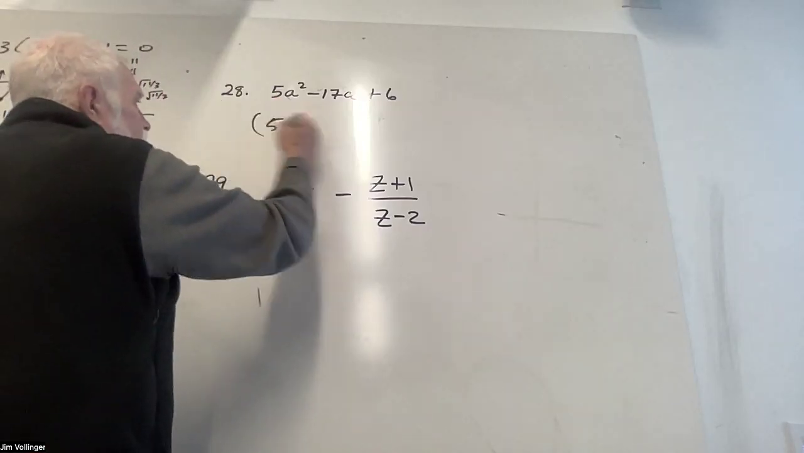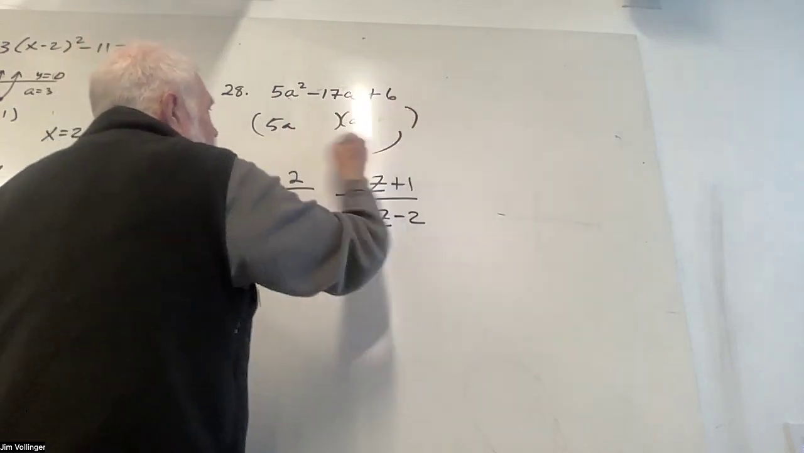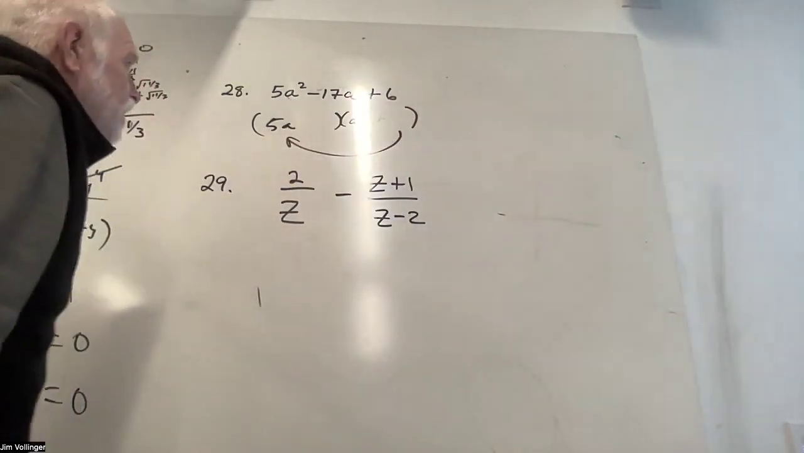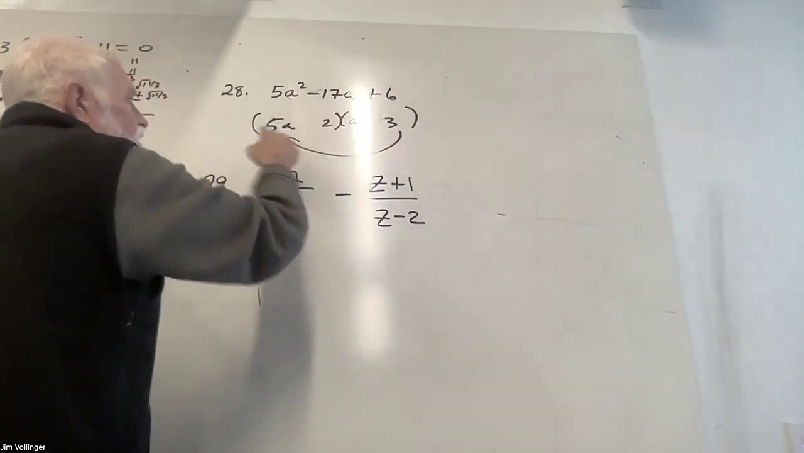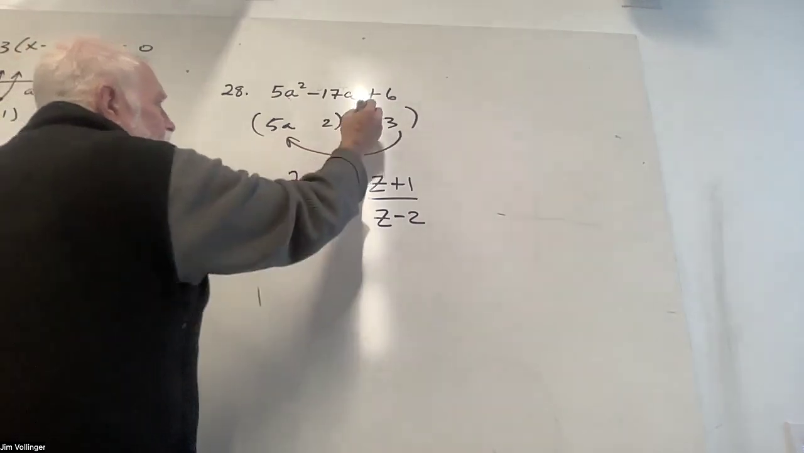So I got a 5A and an A, and whatever I pick is 3 times the size of what I think it is, and I want to get close to 17. So I'll pick a 3 and a 2. There's my 15 and 2, there's my 17, and they both are negative.